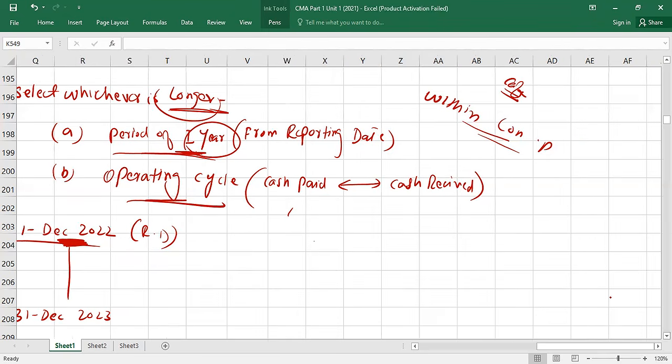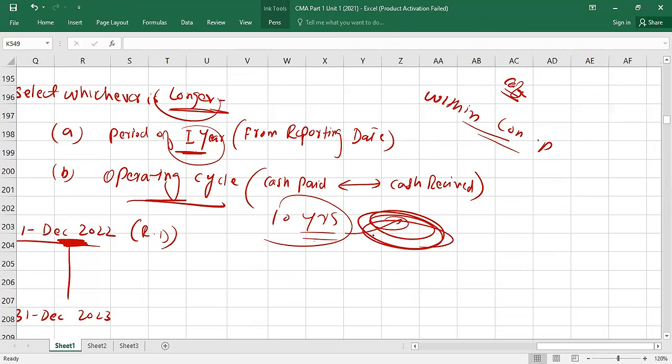Then guys, for example, if you are running a business, a Boeing company, and you are manufacturing jet fighters or other planes or ships, let's assume your operating cycle is 10 years. Now, which is longer, 1 year or 10 years? Obviously 10 years. This you will select now. Any asset which will give you benefit within 10 years, that will become your current assets. And any asset which will give you benefit beyond 10 years, that will become your non-current.